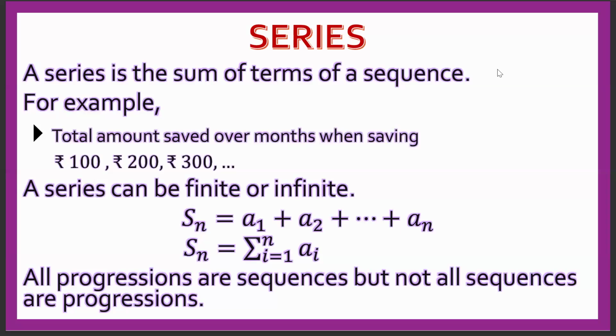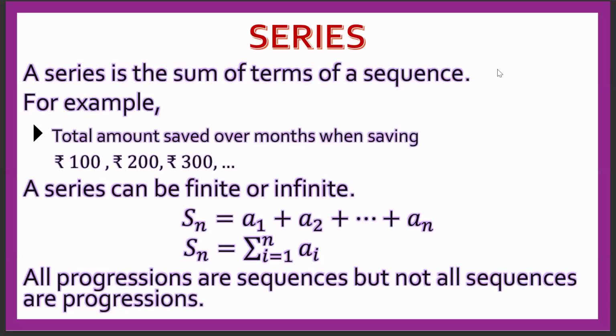It may be finite, it may be infinite. Symbolically, Sn is equal to the summation of Ai, where i varies from 1 to n. Ai is the general term, and when we put i equal to 1, 2, 3, 4, up to n, we get A1 plus A2 plus An.